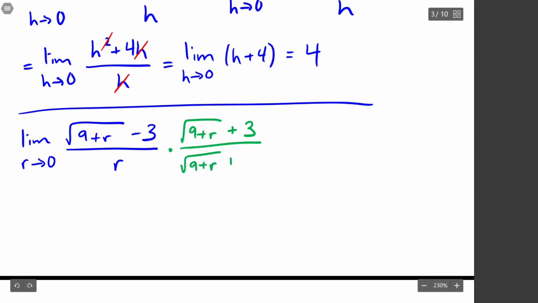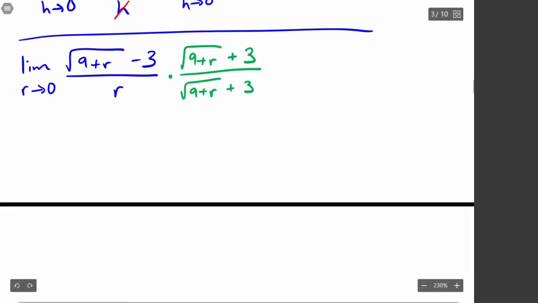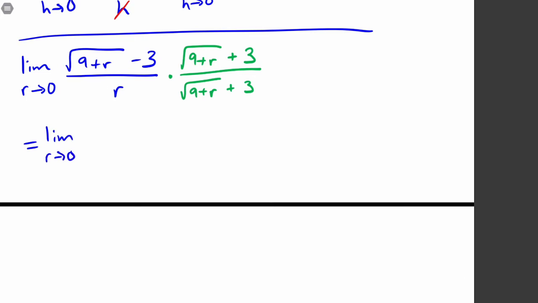Plus r, 3. And again, whenever we want to multiply by something, we have to make sure we're multiplying by 1. So we have to put this over the same thing. Right? Now, if we multiply this out, let's see what happens. Let's multiply this out the long way. So the first times the first. So that's actually 2 copies of the same thing.